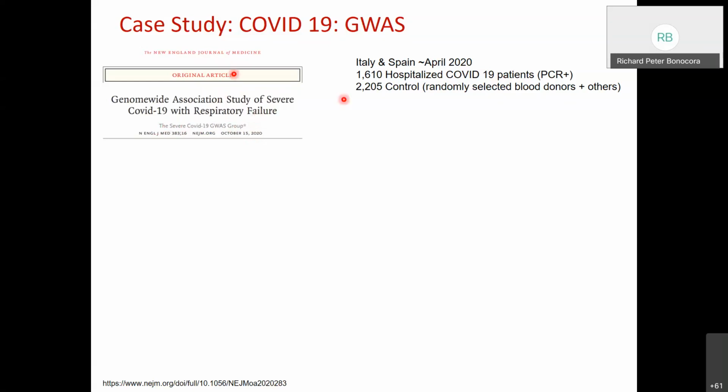They took individuals from Italy and Spain, and it seems like it occurred back around April. I was having a hard time figuring out the exact dates that they did sampling. They looked at patients with COVID-19 who were hospitalized and tested positive, so they had a PCR test that showed they had the virus. Then they compared that to a control, which is a bunch of randomly selected blood donors, and a few other groups were included in there. So they had their cases on top, and their controls.